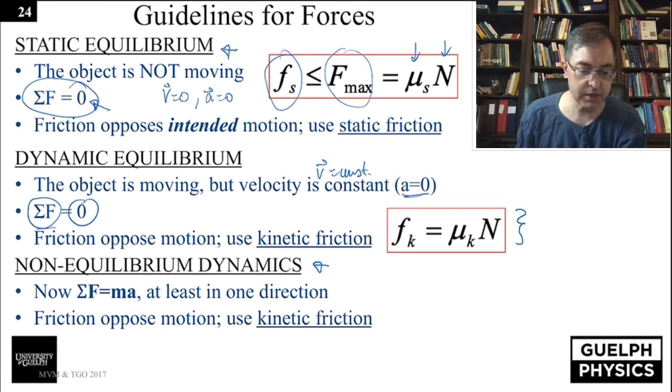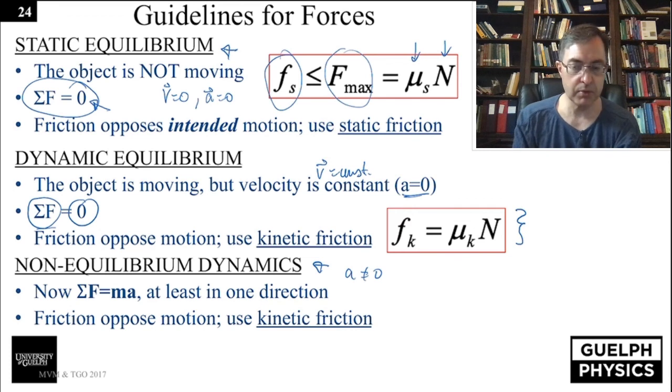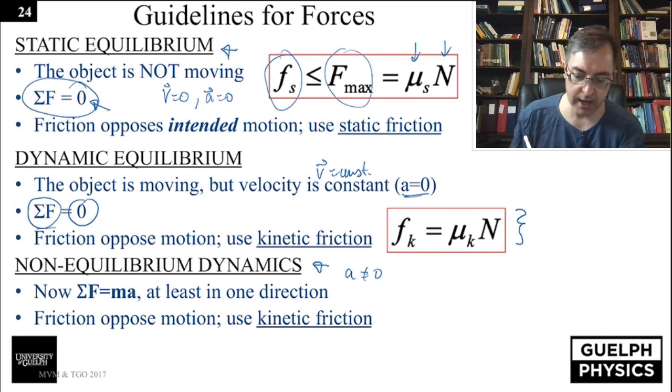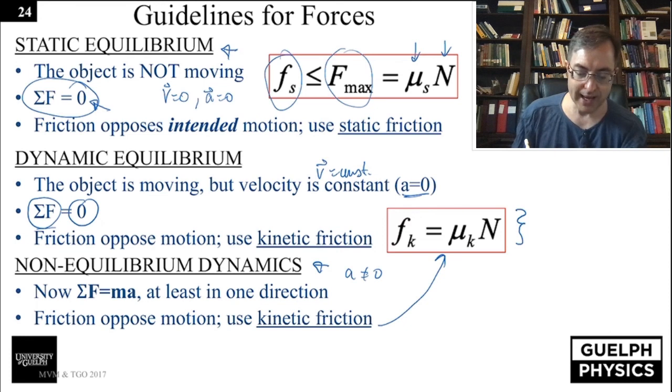And then finally, the situation of non-equilibrium dynamics is where the acceleration is not equal to 0. And so now we have to use that the sum of the net forces in at least one direction is equal to mass times acceleration. And again, there is motion in this problem, and the friction will oppose this motion. So we'll use again the formula for the kinetic friction. So these are the types of problems that we get in this course.